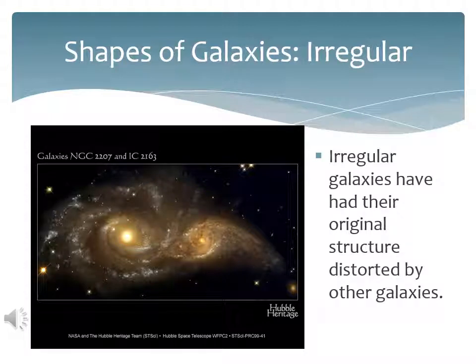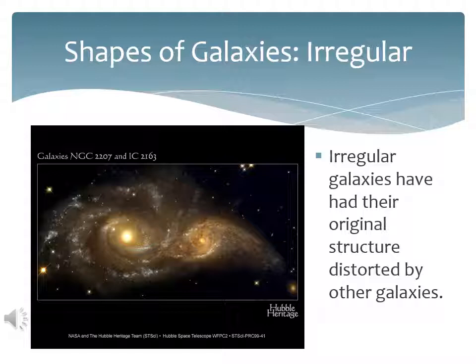Irregular galaxies have become irregular apparently through gravitational interactions with another galaxy. The image here shows two galaxies colliding. Those collisions are interesting because remember how far it is to our nearest neighbor star? About 4 light years. So even though when you look at the picture of the galaxy it looks like things are tightly packed, you've actually got a lot of empty space between the stars.